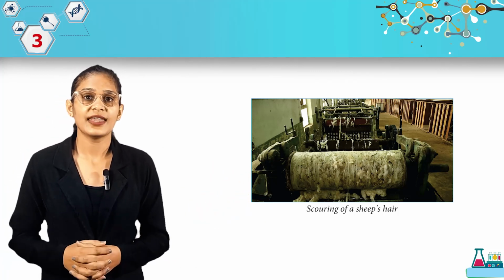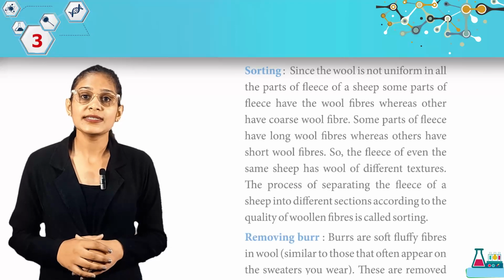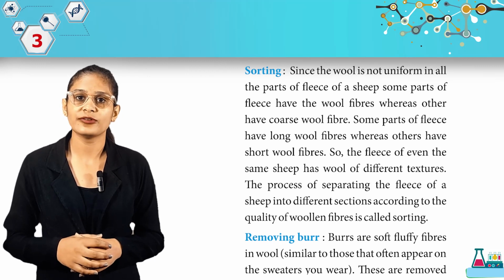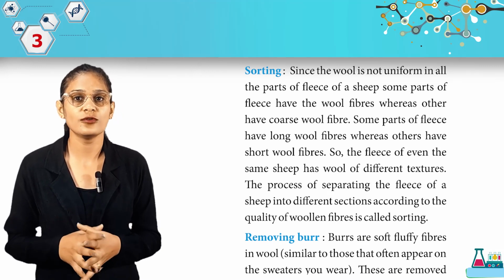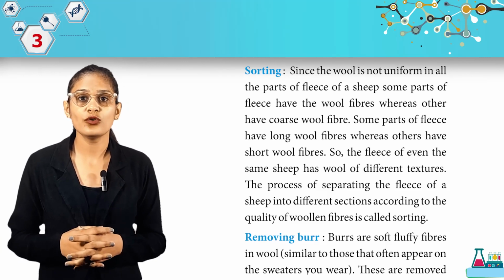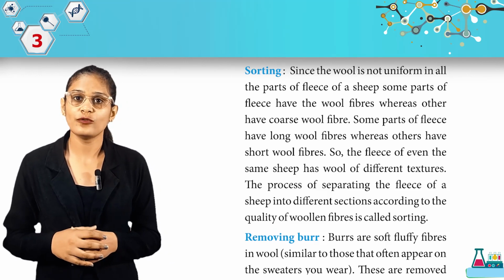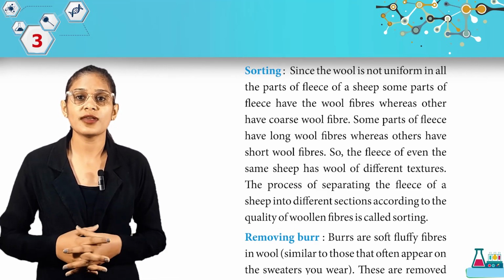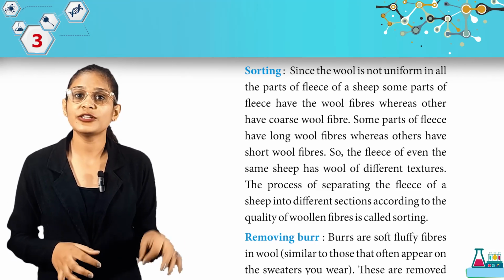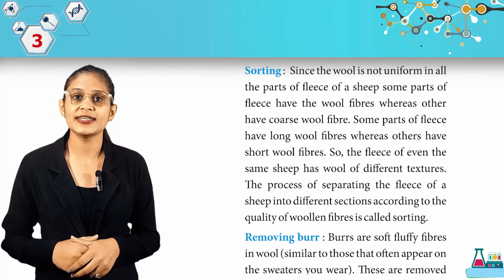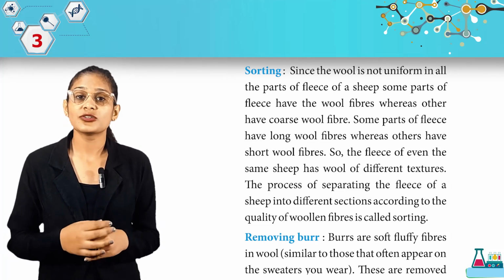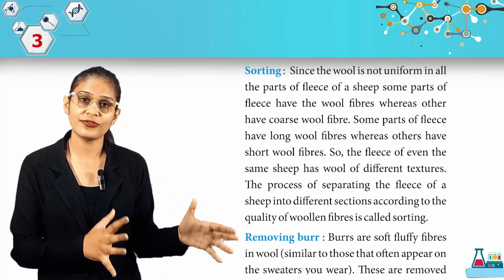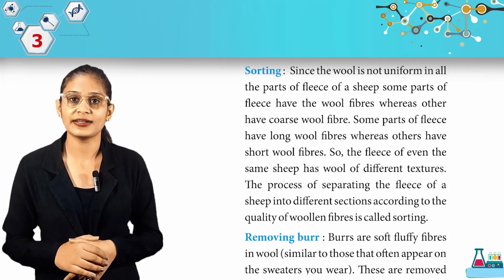Scouring of sheep's hair. Now we have sorting. Since the wool is not uniform in all the parts of the fleece of a sheep, some parts of the fleece have fine wool fibers whereas others have coarse wool fibers. Some parts have long wool fibers whereas others have short wool fibers. So the fleece of even the same sheep has wool of different textures. The process of separating the fleece of a sheep into different sections according to the quality of woolen fibers is called sorting. So students, the hair of one sheep has different types of wool, and separating them into different types is sorting.